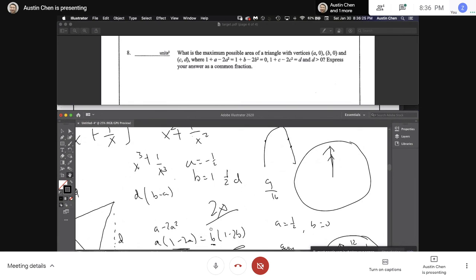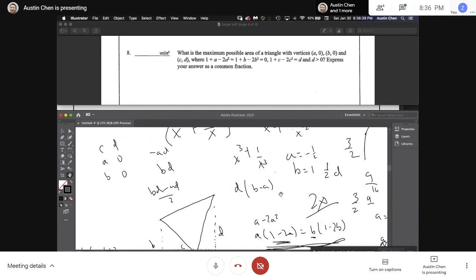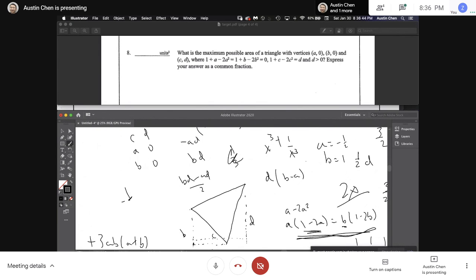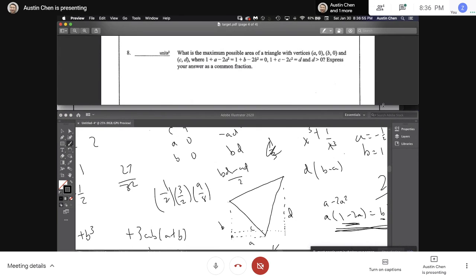All right. So then this difference is 3/2. So then it should be 3/2 of D, which is 9/8. So then, woohoo, we have 27/32. That's the answer. Let's go.